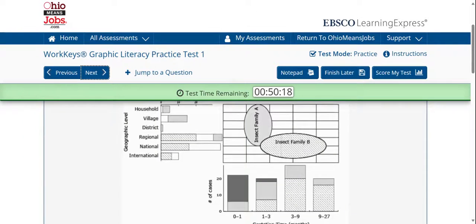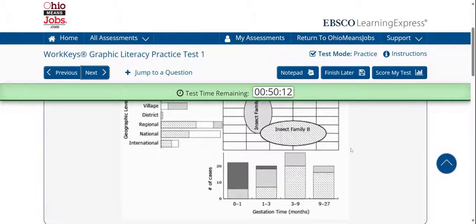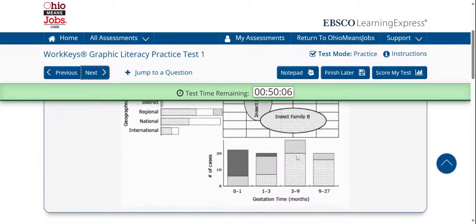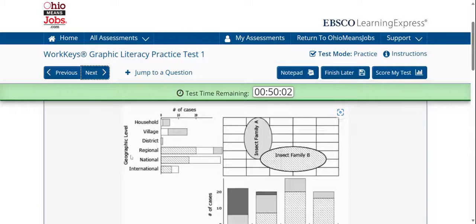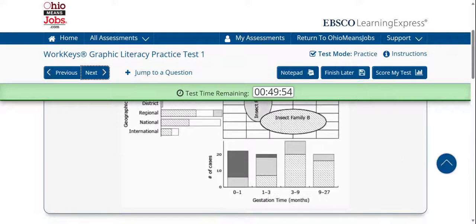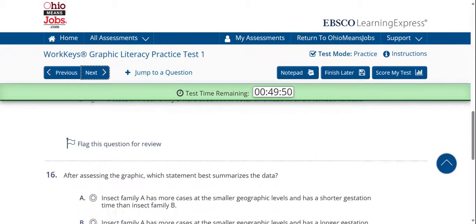This one is quite interesting because we have essentially three different types of graphs where we have insect families represented in visual form on a table, but then also gestation times. Then we've got geographic levels and number of cases. So, again, notice how the amount of information increases as we continue on with the test.